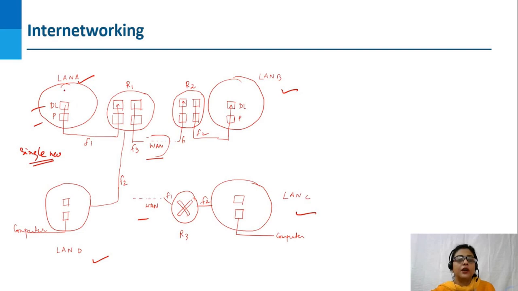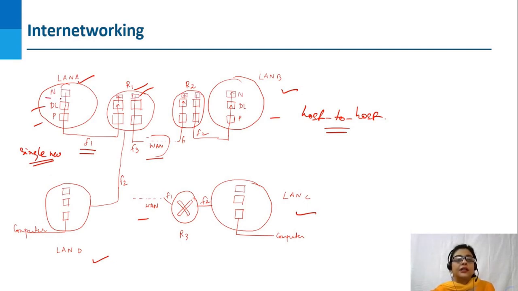Whenever data must be sent from LAN A to LAN B, suppose data goes from LAN A, from the data link layer to the physical layer and through this link F1, and it goes to the router R1. But there is no way that the data can be passed from a node in LAN A to a node in LAN B because it is in a different network over the WAN. So, in other words, host to host data delivery is not possible by using this connection. So, what is the solution? The solution is introduction of the network layer.